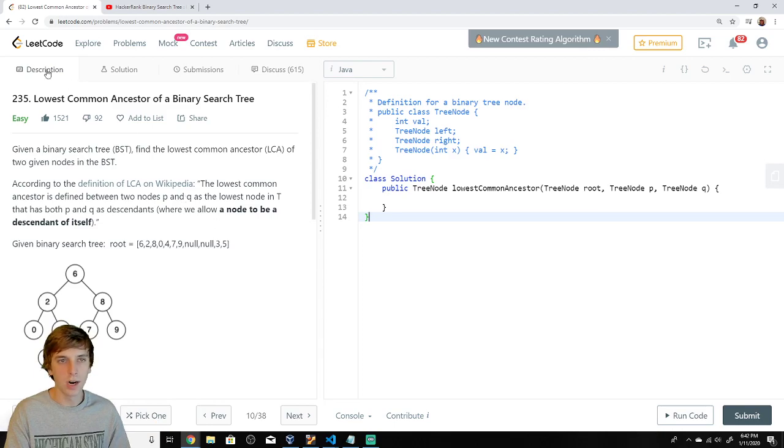This is a tree problem called lowest common ancestor in a binary search tree. Problem 235, easy problem.